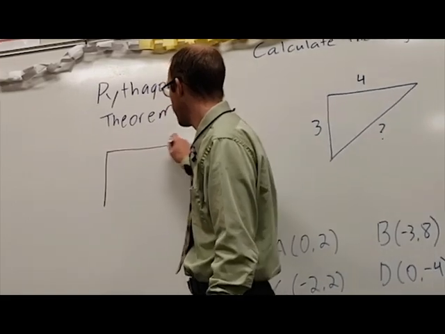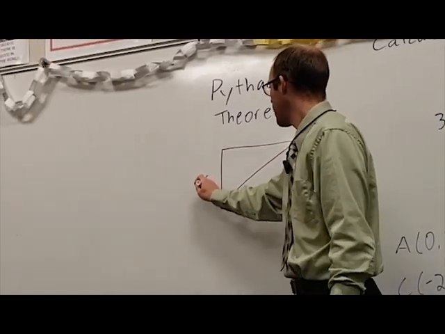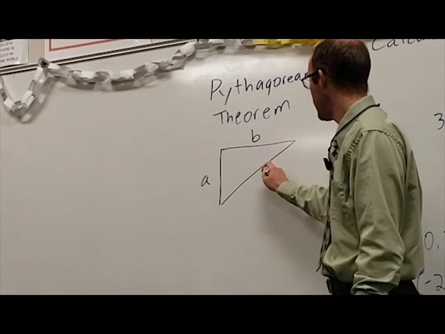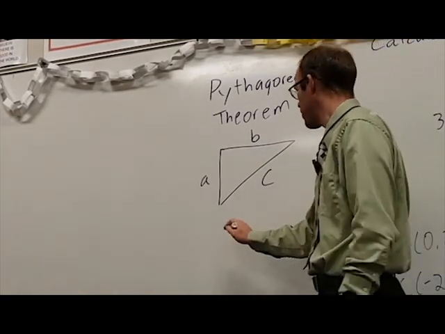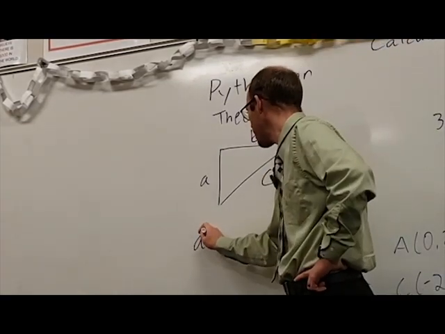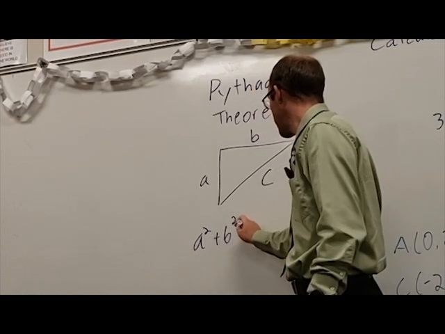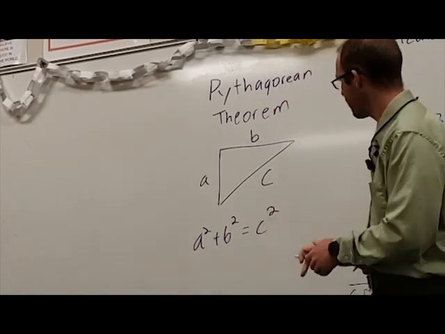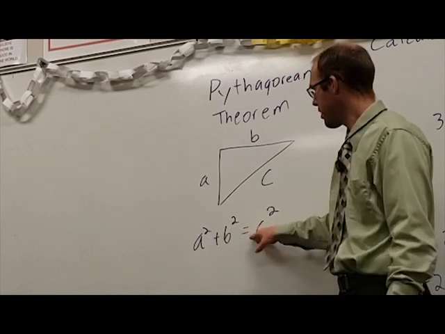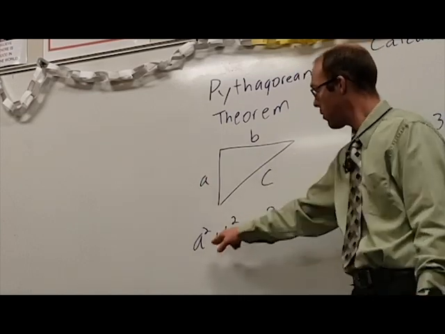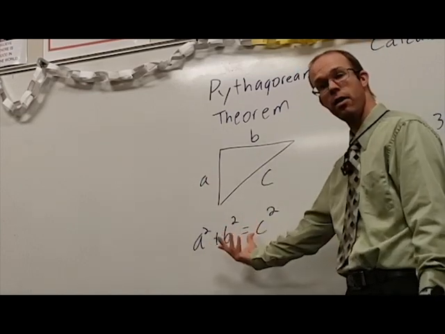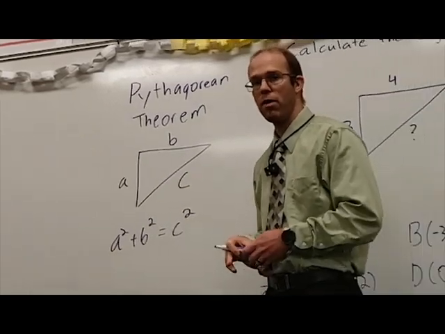So here is a picture of a right triangle, and I've labeled the sides A, B, and C to go along with the notation for Pythagorean theorem that A squared plus B squared equals C squared, where A, B, and C are the lengths of all those sides. So if you know two of them, you can plug it into here and then solve for the third one, figure out what it is.